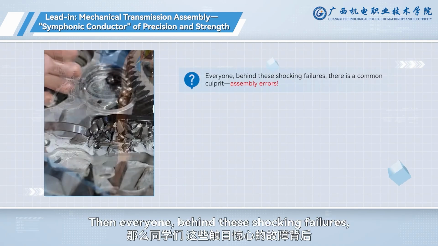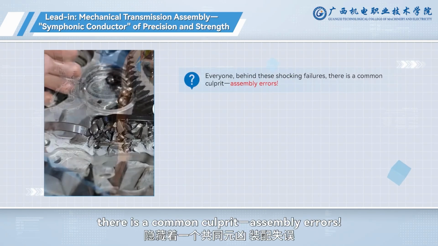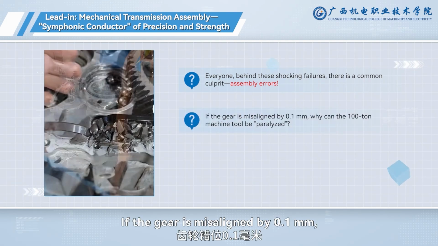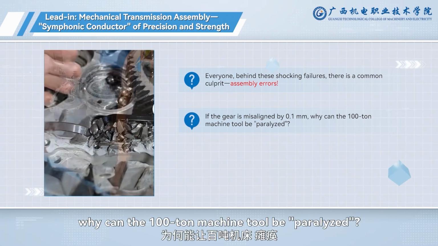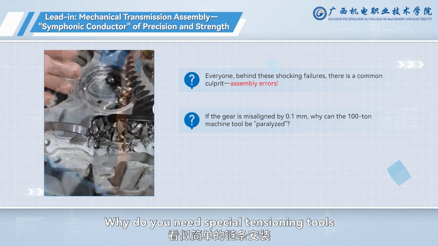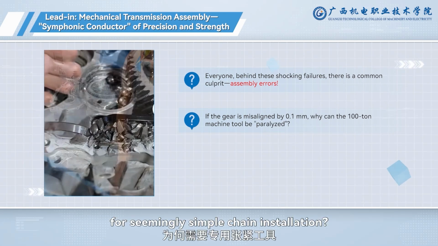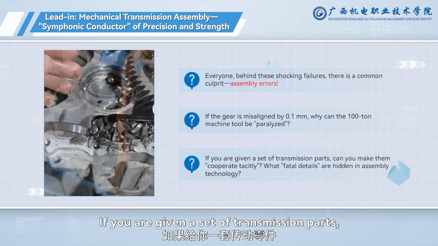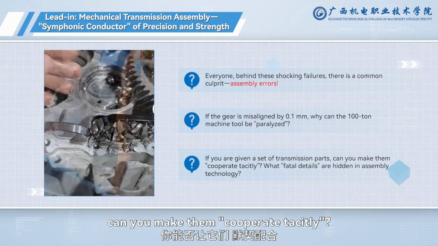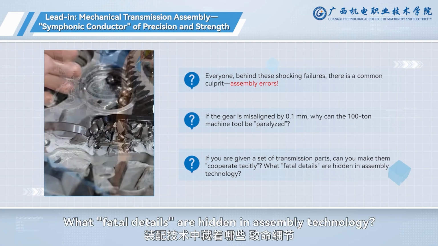Well, we have roughly finished watching the video. Then everyone, behind these shocking failures, there is a common culprit: assembly errors. If the gear is misaligned by 0.1 millimeters, why can the 100-ton machine tool be paralyzed? Why do you need special tensioning tools for seemingly simple chain installation? If you are given a set of transmission parts, can you make them cooperate tacitly? What fatal details are hidden in assembly technology?